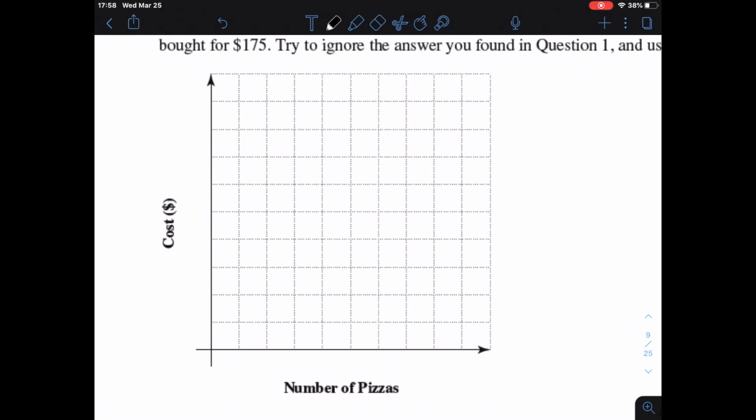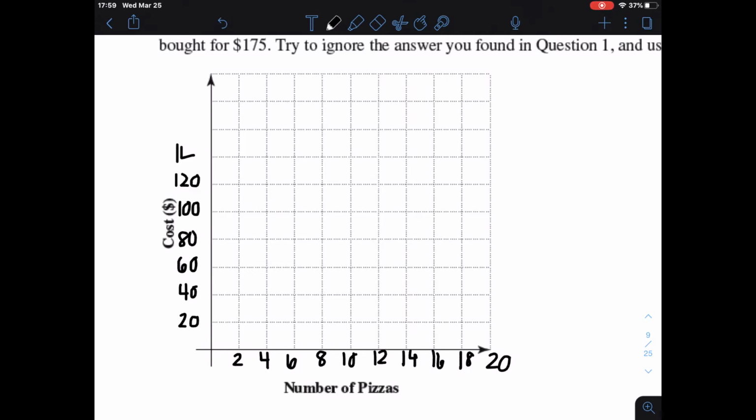We went out to quite a few pizzas. I'm going to make it convenient. I'm going to make each one of these 2. So 2, 4, 6, 8, 10, 12, 14, 16, 18, and finally 20 pizzas at the end. And then we went up to a little bit more than 180 bucks. So I'm going to go up by $20 for the cost. So 20 bucks, 40, 60, 80, 100, 120, 140, 160, 180, and $200.